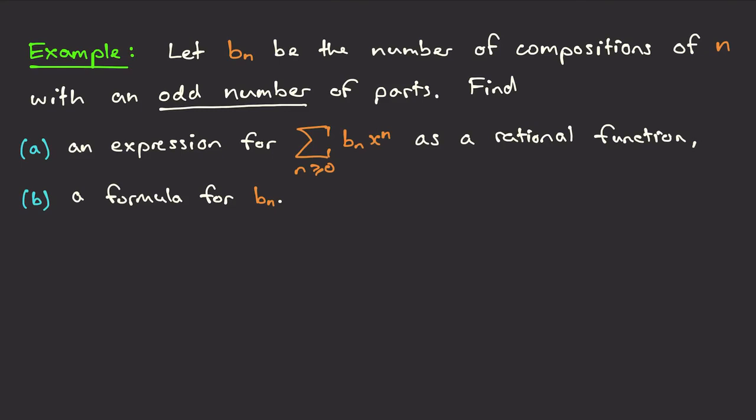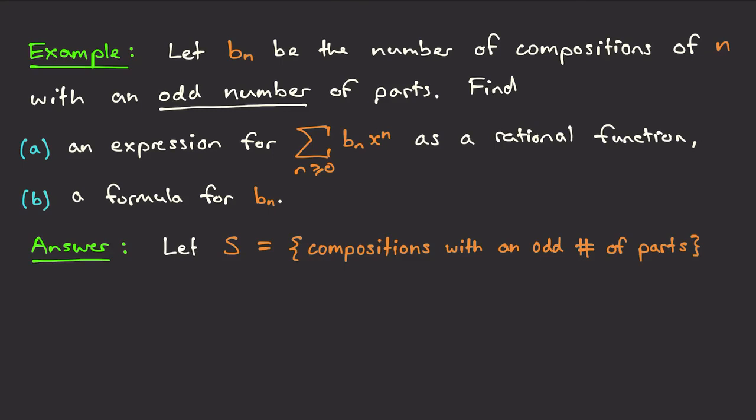As usual, we're going to take the set of compositions that we're interested in and describe it in terms of simpler sets. Here it's the union of the set of compositions with one part, and the set of compositions with 3 parts, 5 parts, and so on. We haven't written S as the star of a simpler set, so we can't directly apply the string lemma. There actually is a way to make the string lemma work here, but we won't do that.